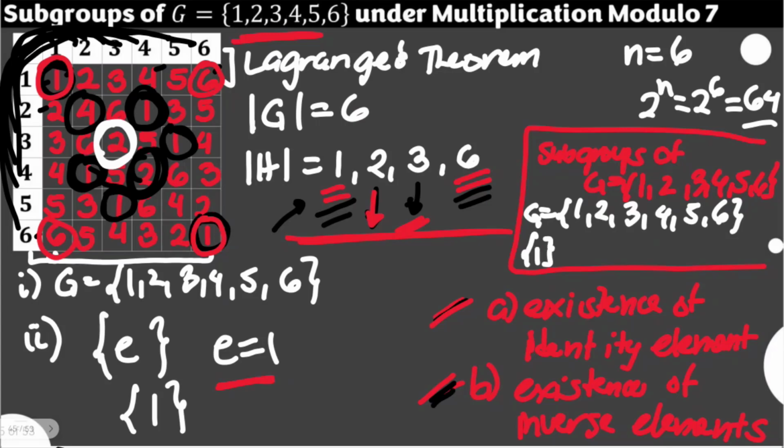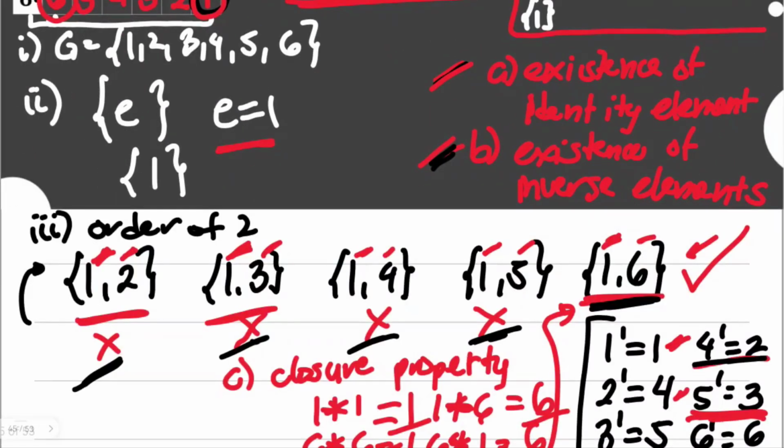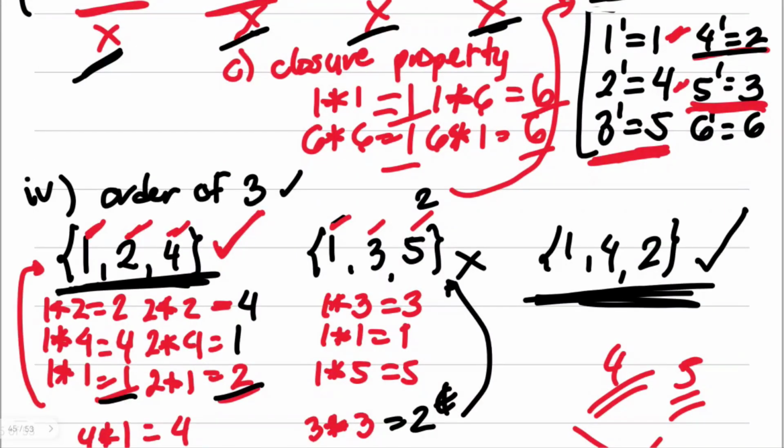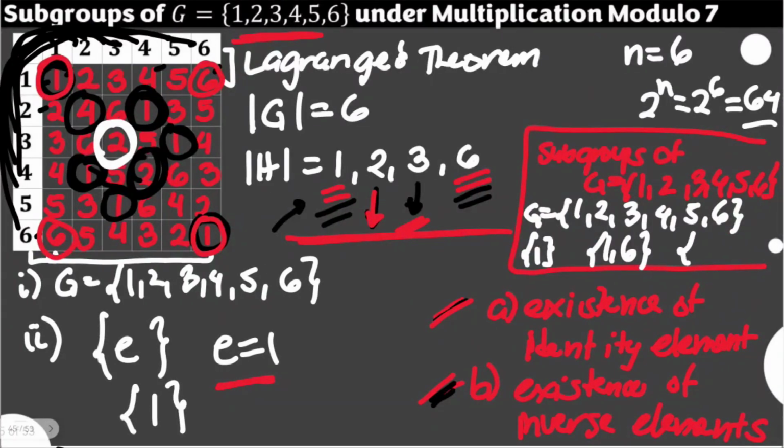Next is the subgroup of order 1. Then for the subgroup of order 2, it's actually 1 and 6. And then a subgroup of order 3 is 1, 4, 2, or 1, 2, 4 when you would like to have it arranged in ascending order. So we have 4 subgroups for this given group here.